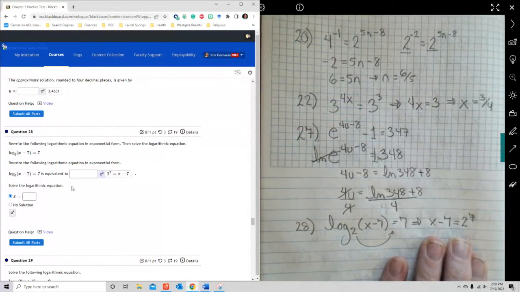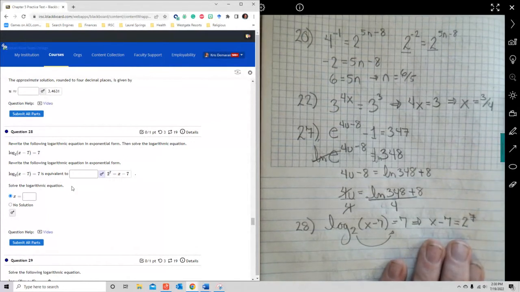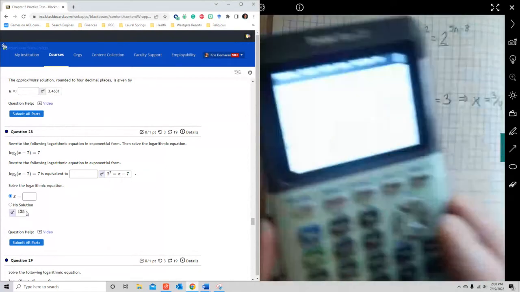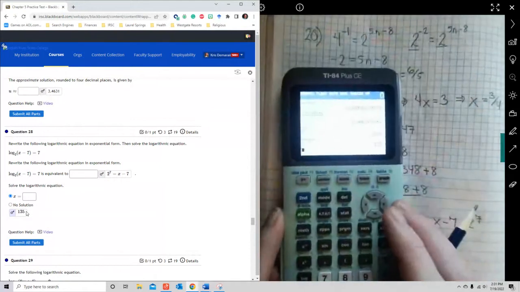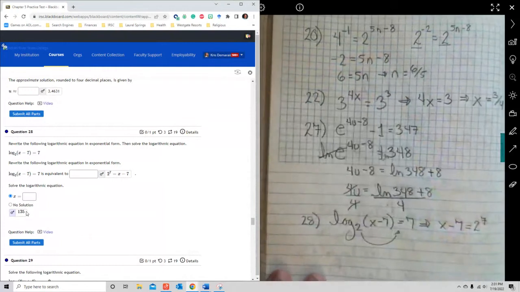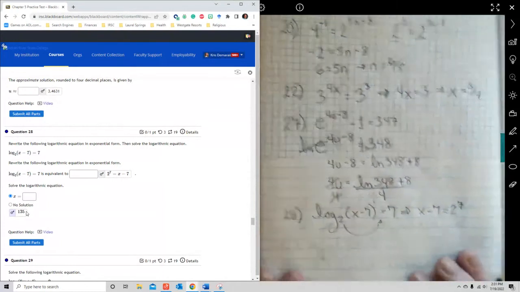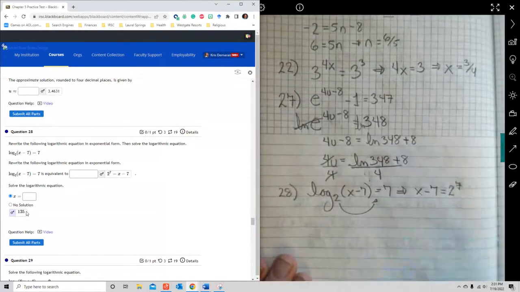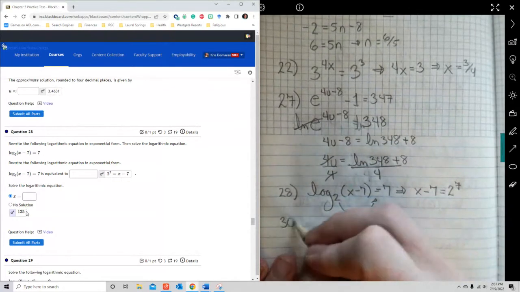And it says solve the logarithmic equation, and because that's what we're basically doing now. And so we're going to take 2 raised to the 7th power and add 7 to it. And we're going to get 135. All right. And all you do that is on your calculator. And you can't see it a little bit. But you can do it on your own calculator. All right.